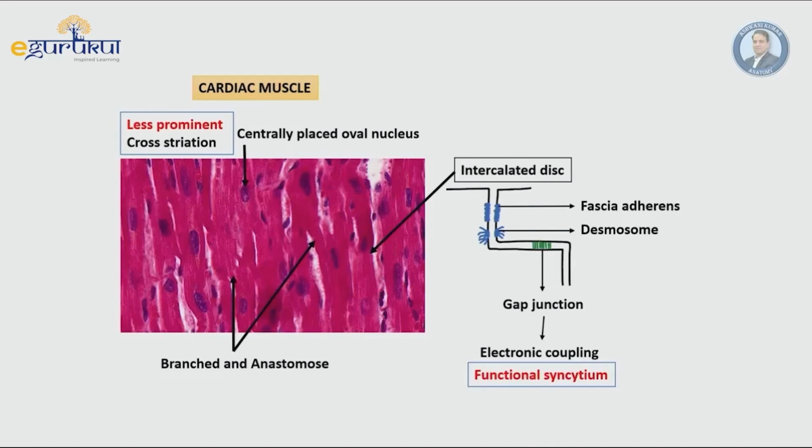So this is the cardiac muscle, having less prominent cross striations, which are there, but very less prominent compared to the skeletal muscle. Branched and anastomosing bundles are there. Nuclei, unlike skeletal muscle, is central and oval. And most important to remember is the type of junctional complexes you see between the two cardiac myocytes. That is, we have a fascia adherens and we also have a desmosome along with gap junction. That was about the cardiac muscle.